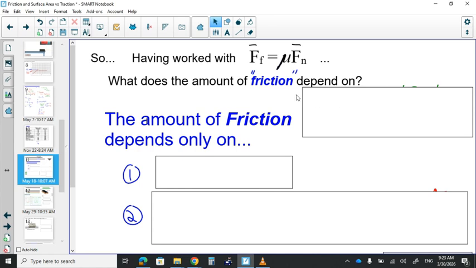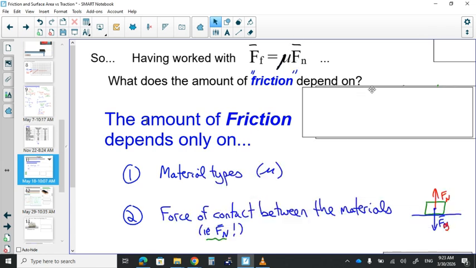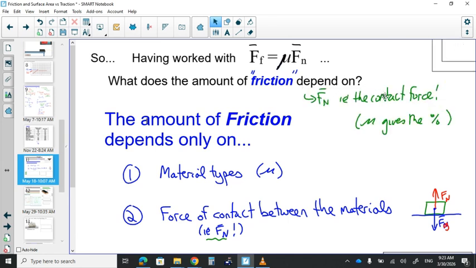but if you're having worked with force of friction equals mu Fn, even just this equation existing, what does that tell you about what the amount of friction depends on, right? So really, it just depends on the types of materials, which is this. So that would be the material types, and of course this thing, which is the contact force, right? That normal force between the surfaces. So it's just that contact force.